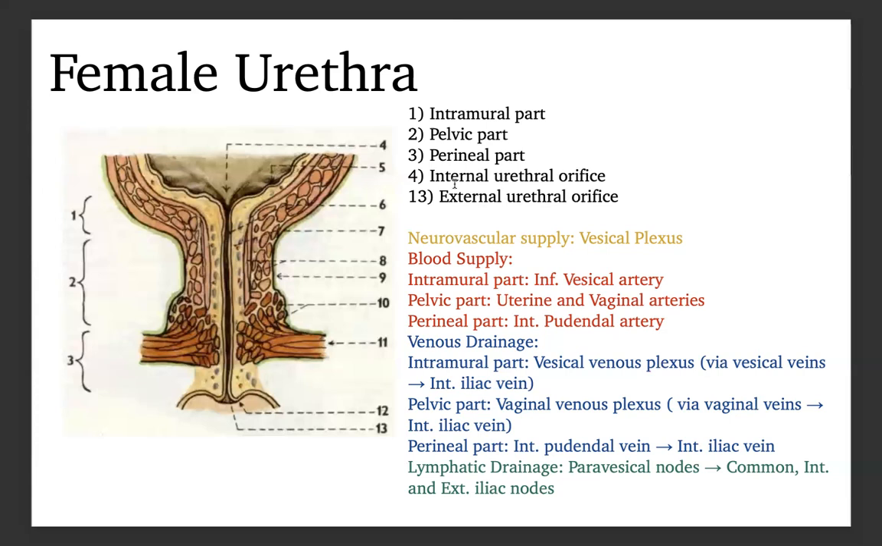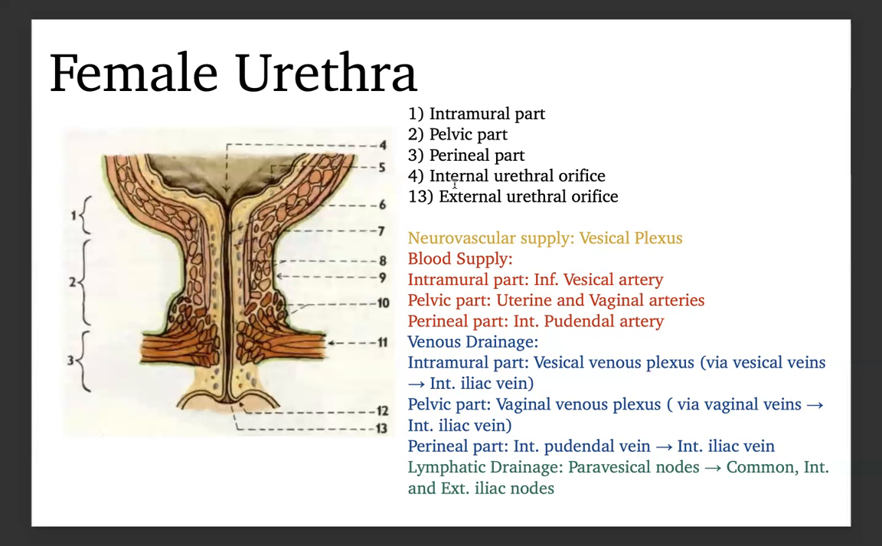Then you have the nerve supply, which is the vesical plexus. You're going to have the blood supply. So for the different parts, you have different blood supplies. The intramural part will be supplied by the inferior vesical artery. Then you have the pelvic part supplied by the uterine and vaginal arteries. And then you have the perineal part, which is supplied by the internal pudendal artery. One thing to note is that all of them come from the internal iliac artery.